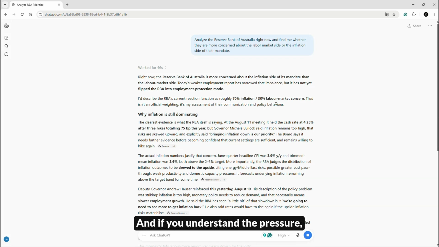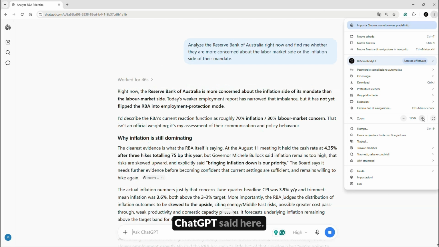And if you understand the pressure, you can anticipate the central bank. And if you can anticipate the central bank, you can begin to understand the currency. That chain is the entire spine of this guide. But let's see what ChatGPT actually said here.